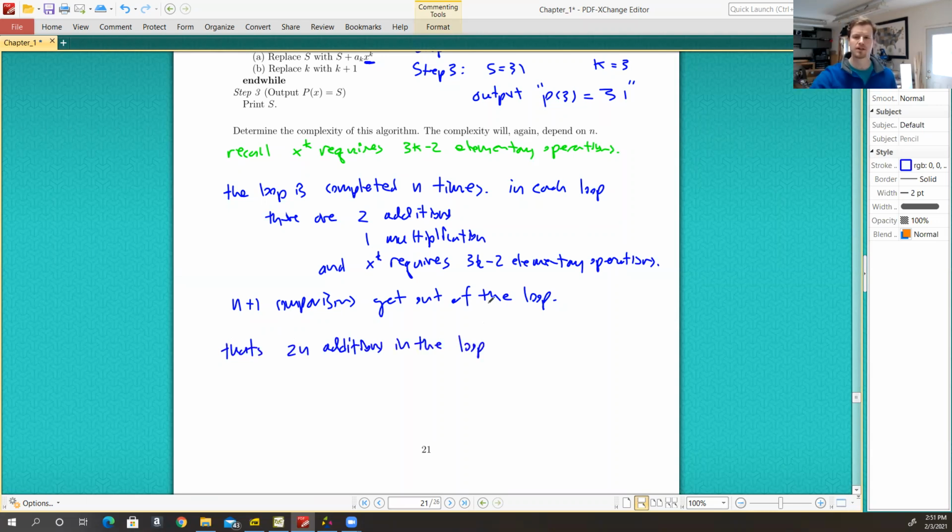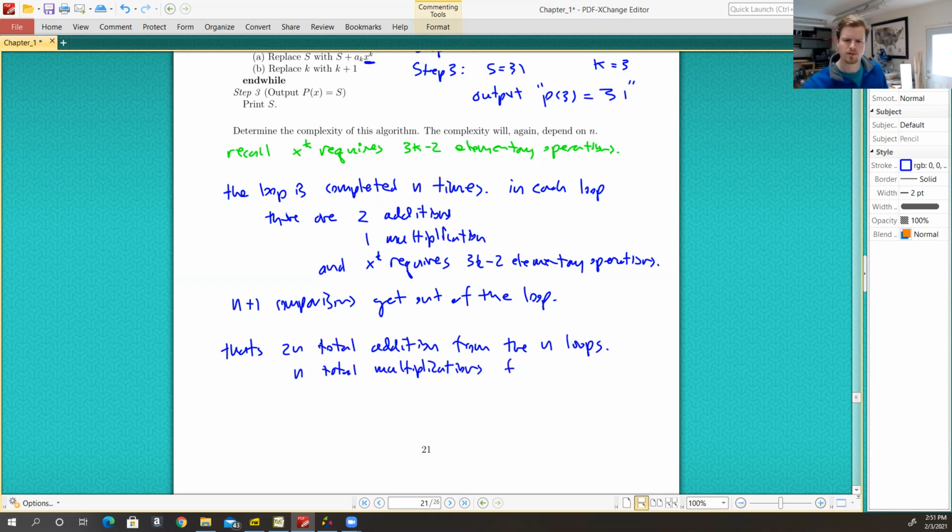Right, so by the time we're done, maybe I should say that's 2n total additions from the n loops, right? We go through it n times, and that's n total multiplications from the loops.